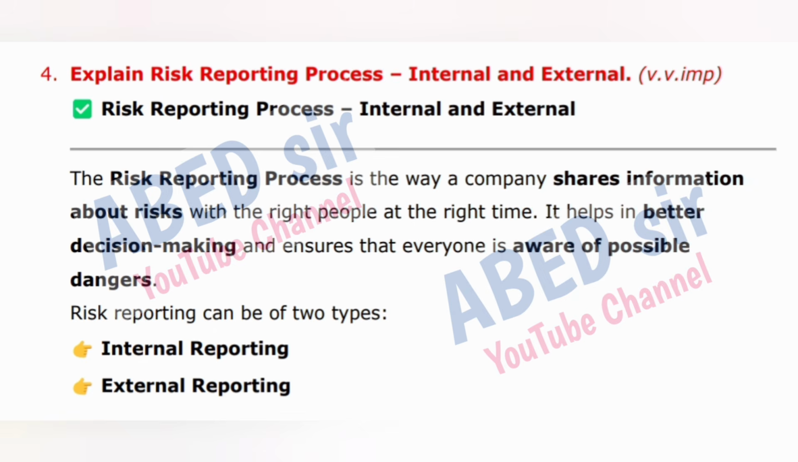The risk reporting process is the way a company shares information about risks with the right people at the right time. It helps in better decision-making and ensures that everyone is aware of possible dangers. Risk reporting can be of two types: internal reporting, external reporting.